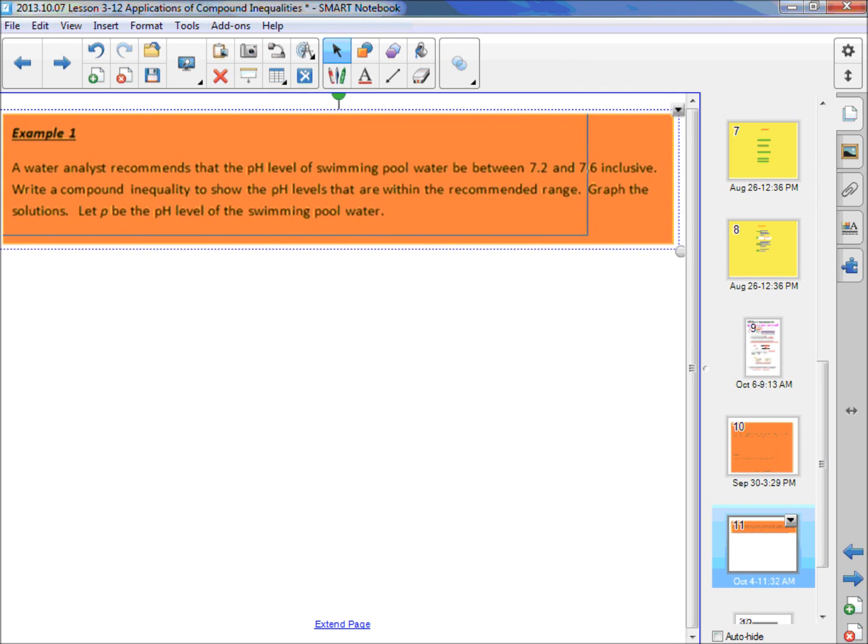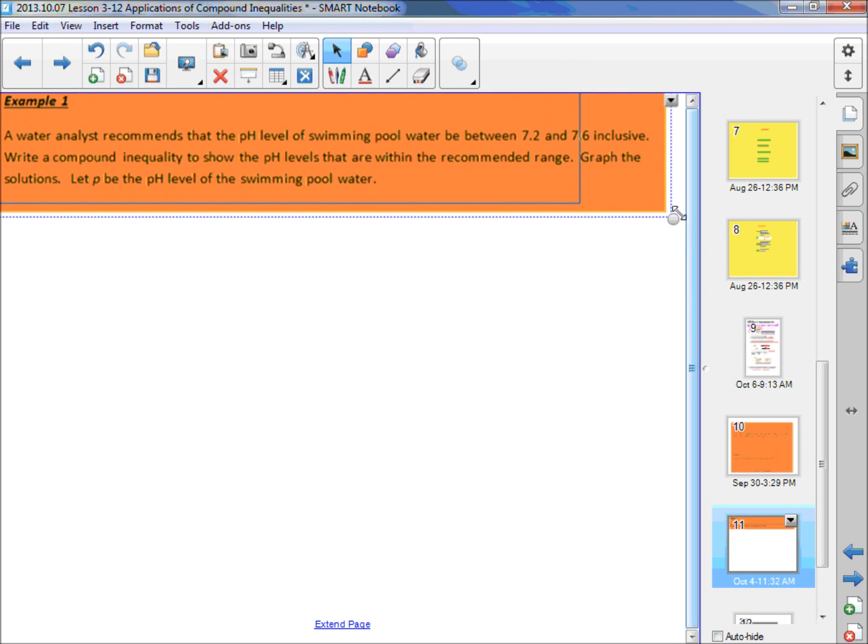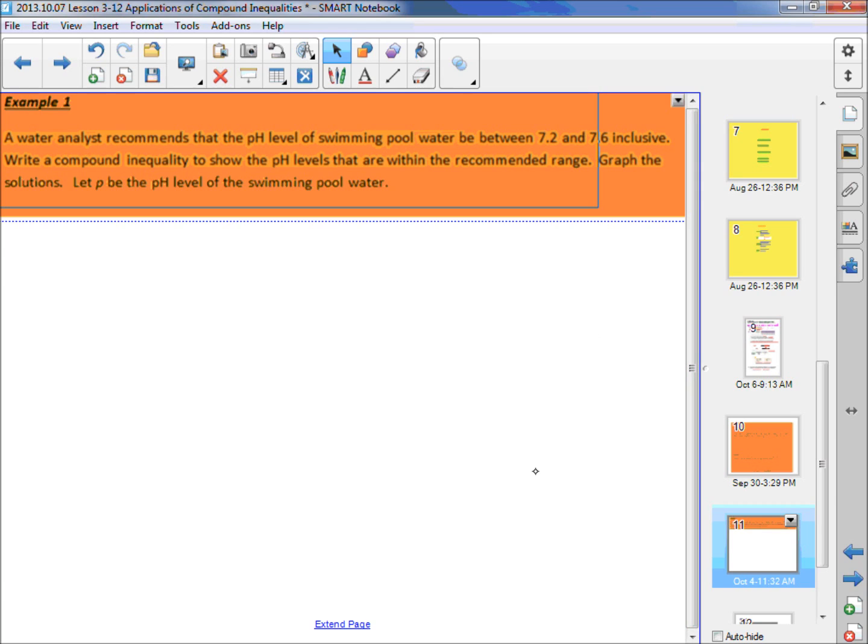Okay, so on this one, it says a water analyst recommends that the pH level of a swimming pool water be between 7.2 and 7.6 inclusive. Write a compound inequality to show the pH levels that are within the recommended range. Graph the solutions. Let P be the pH level of the swimming pool water.